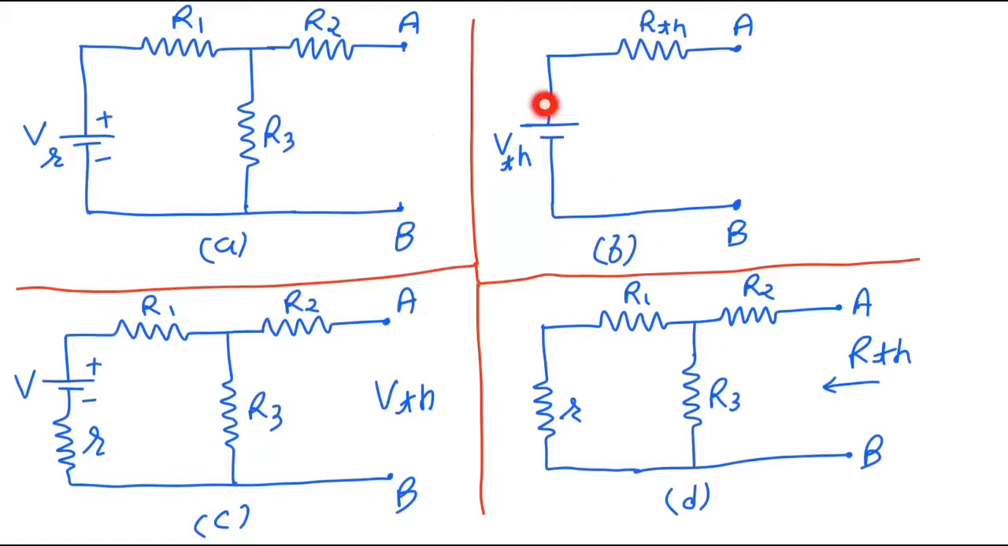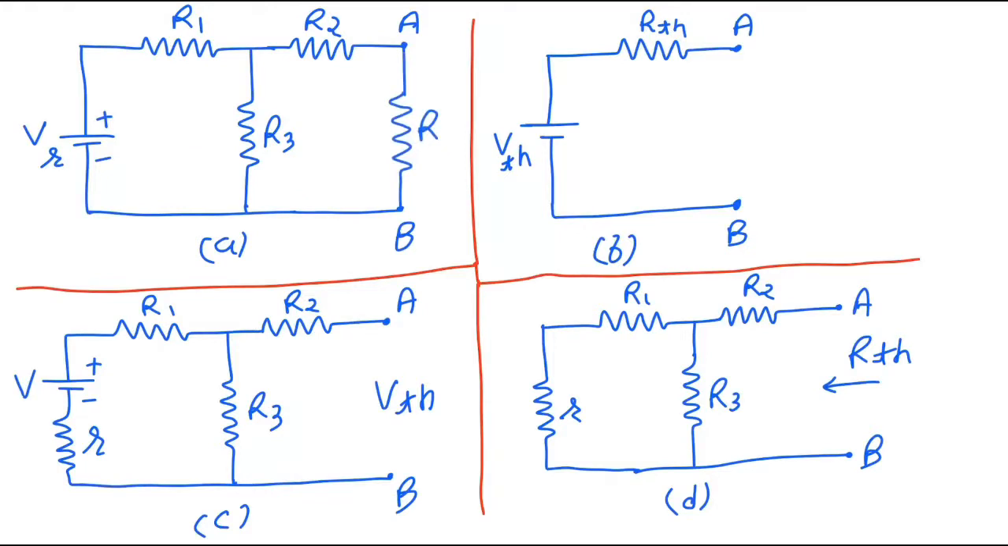Here VTH is the single voltage source and is called the Thevenin equivalent voltage, and RTH is the single resistance, called the Thevenin equivalent resistance. This circuit is the Thevenin equivalent circuit of the circuit shown in figure A.